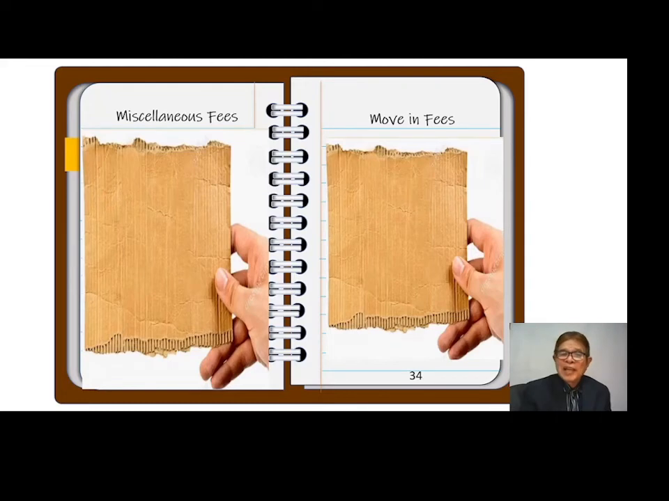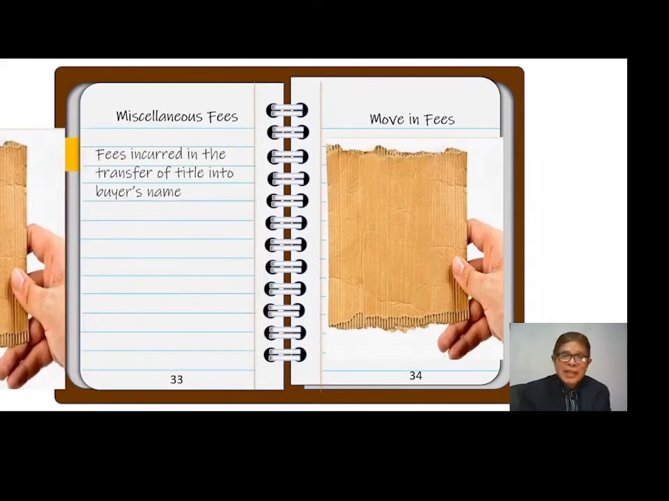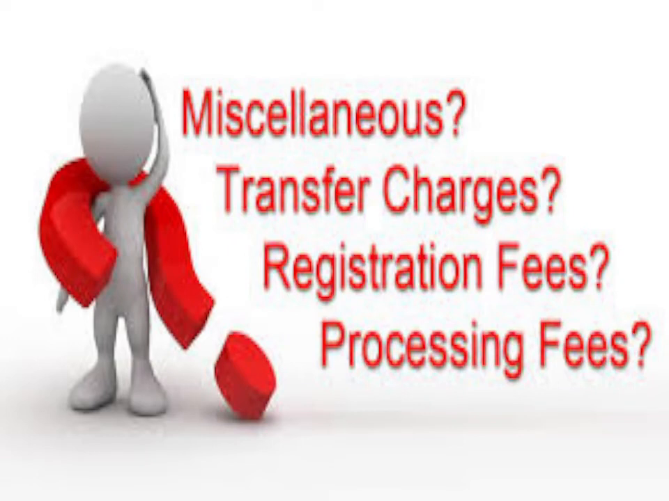What is miscellaneous fees? Miscellaneous fees are fees incurred in the transfer of title into the buyer's name. Sometimes it's called transfer fee or processing fee or closing costs. Usually, this is the term used abroad, closing costs.